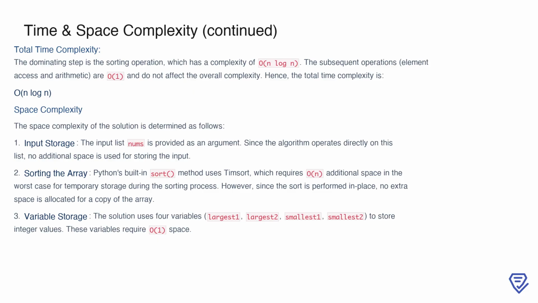Shifting our focus to space complexity, the input list nums is provided as an argument, and the algorithm operates on it directly. This means no extra space is allocated for the input. However, Python's built-in sorting method does require additional temporary space for its timsort implementation, which can take up to n in the worst case. Beyond that, we only use 4 integer variables to store intermediate values, which contributes a constant O(1) space. Together, these factors help us understand the space requirements of the solution.